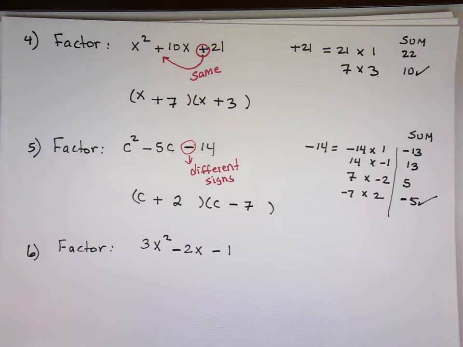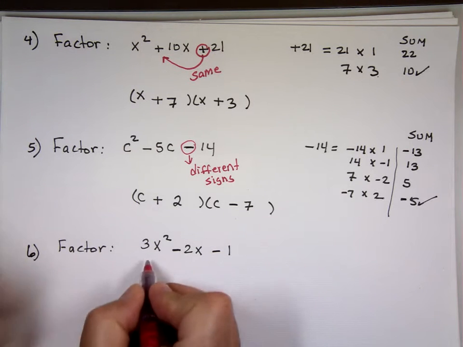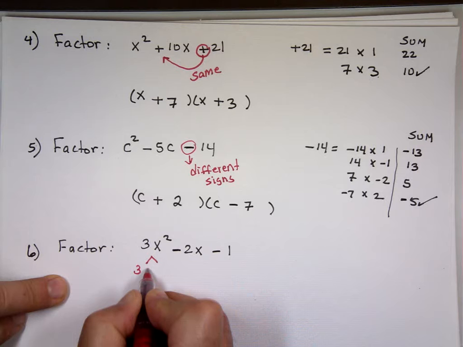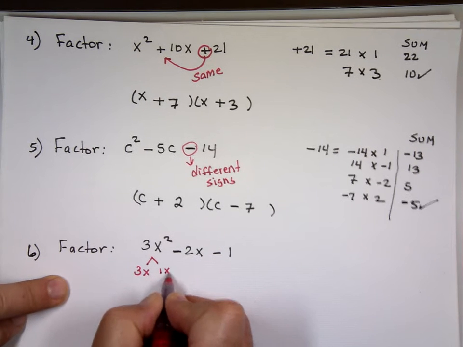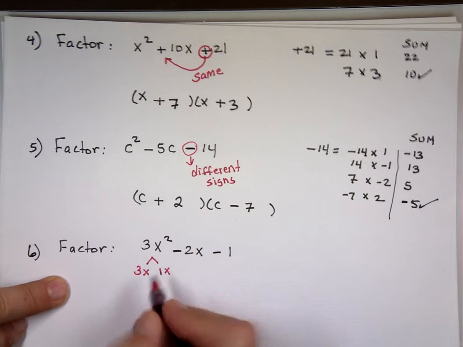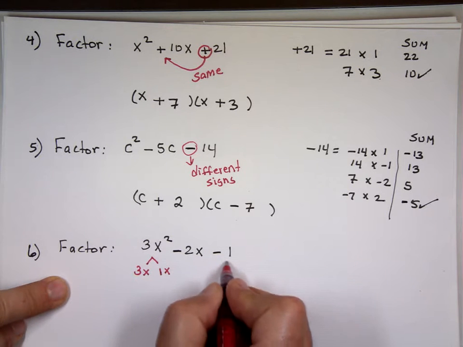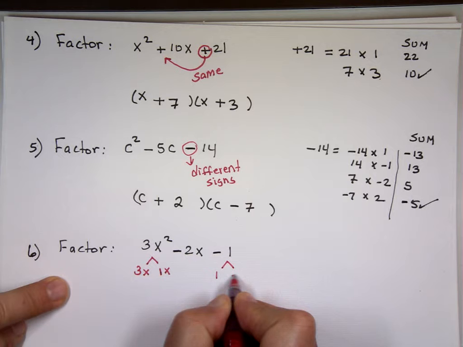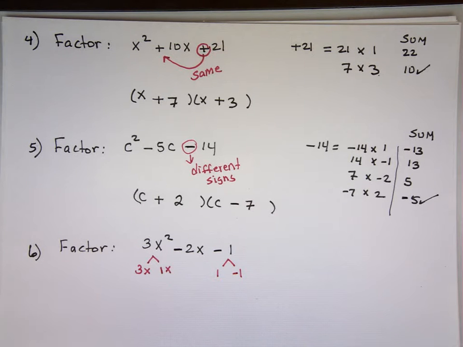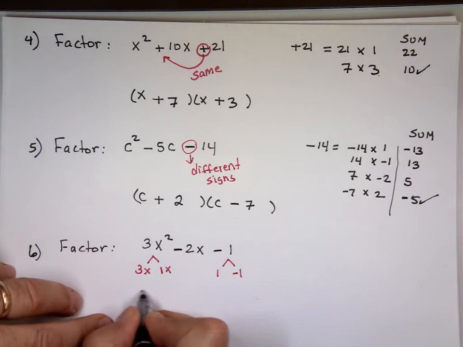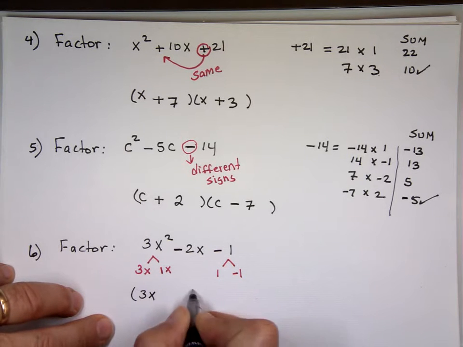To get 3x squared, you can get that by multiplying 3x times 1x. That's really the only case, unless I use the negative, but we're not going to use the negative here. And the minus 1 is 1 times the negative 1, and that's it. So we call it trial and error method because we're going to try the 3x here and the 1x here.